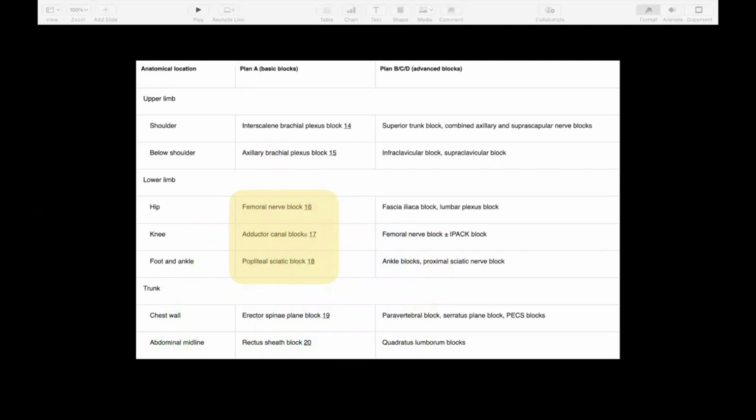I'll also mention the fascia iliaca block, and we'll also mention the lateral cutaneous nerve of the thigh, just because I think that goes together with femoral nerve and fascia iliaca. And then in about a month's time, hopefully mid to late June, we'll have another session on the trunk blocks. So that'll be these 2, the erector spinae plane blocks and rectus sheath blocks.